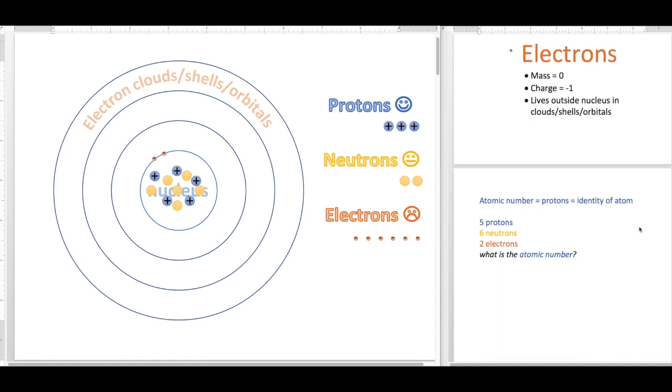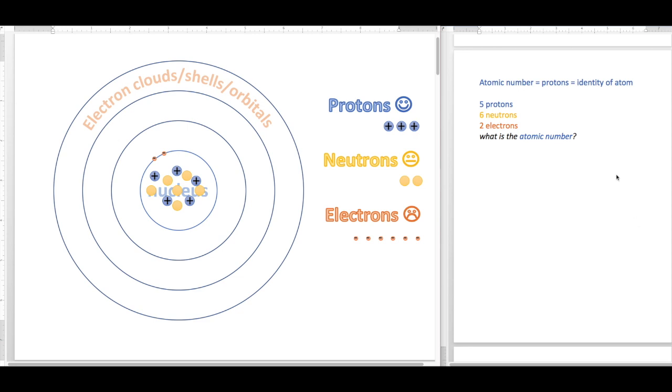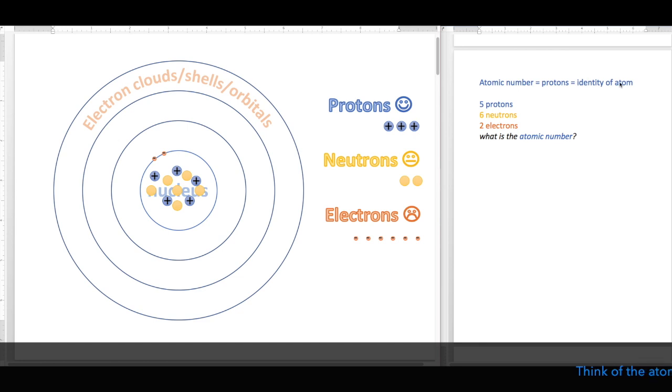So first thing I want to talk about today is the atomic number. And this is the world's easiest equation because the atomic number is equal to the number of protons. There's no math at all. If you know how many protons there are, you know the atomic number. The other interesting thing about the atomic number that you definitely need to know is that the atomic number is the identity of the atom.